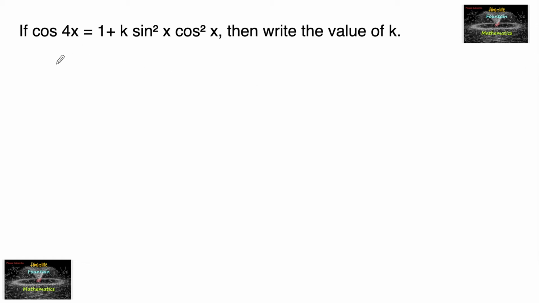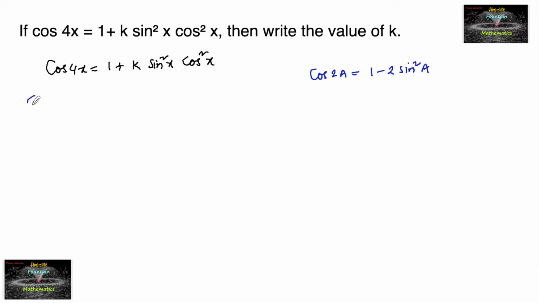If cos 4x is equal to 1 plus k times sin square x into cos square x, then write the value of k. Since we know that cos 2a is equal to 1 minus 2 sin square a, let us consider cos 4x, which can be written as cos 2 into 2x.